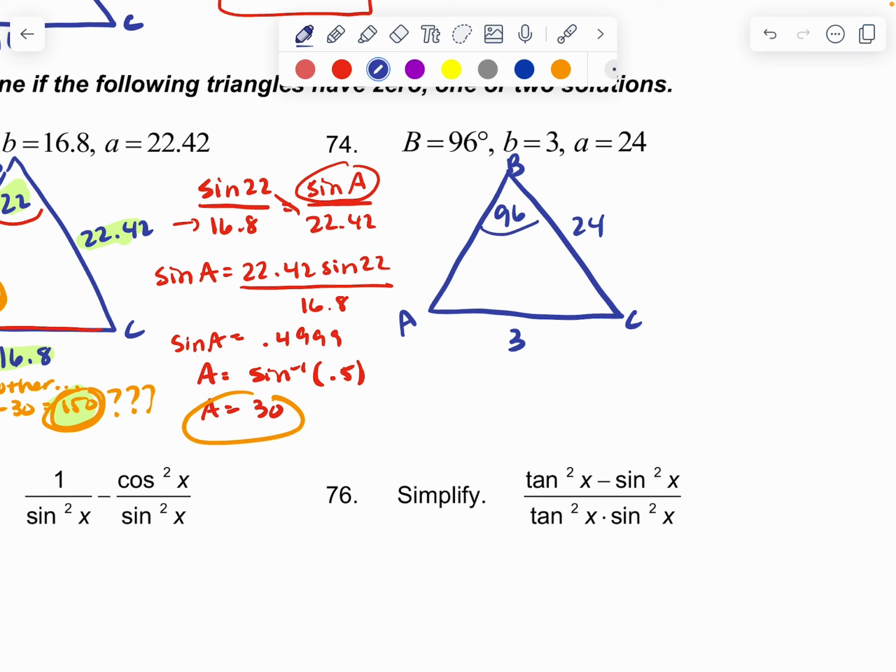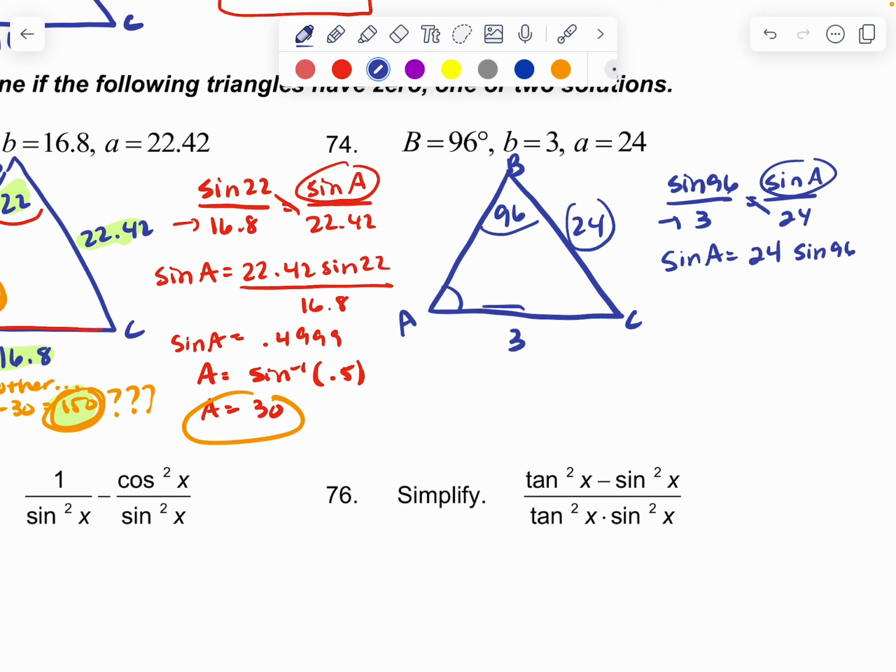So I have an angle and an opposite side, so I have law of sines. Sine of 96 all over 3 equals, and I can do sine of A over 24. Okay, again, I'm looking for the sine of A. So if I cross multiply, that'll give me 24 sine of 96 and then divide by the leftover. Okay, so this will give me 24 sine 96, divided by 3. I got that sine of A equals 7.956.